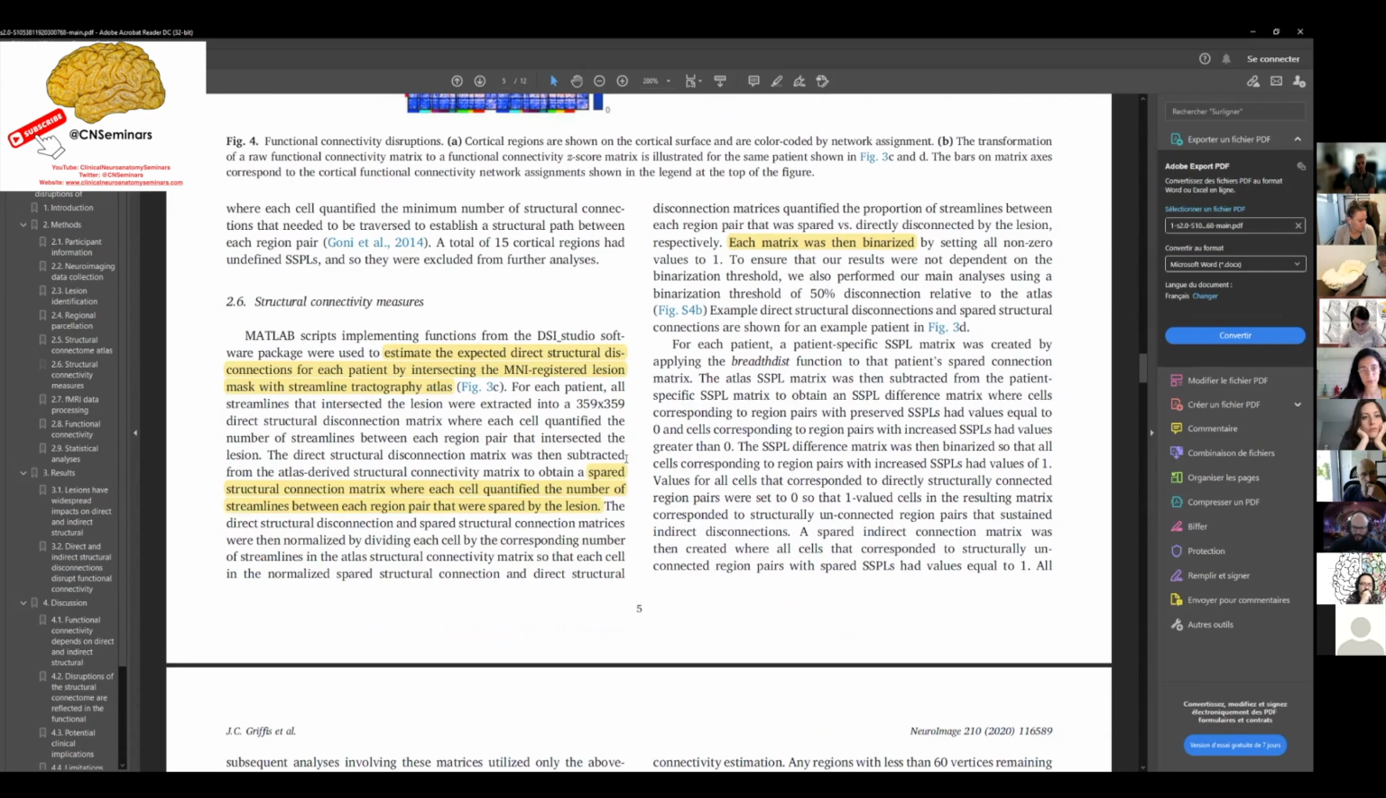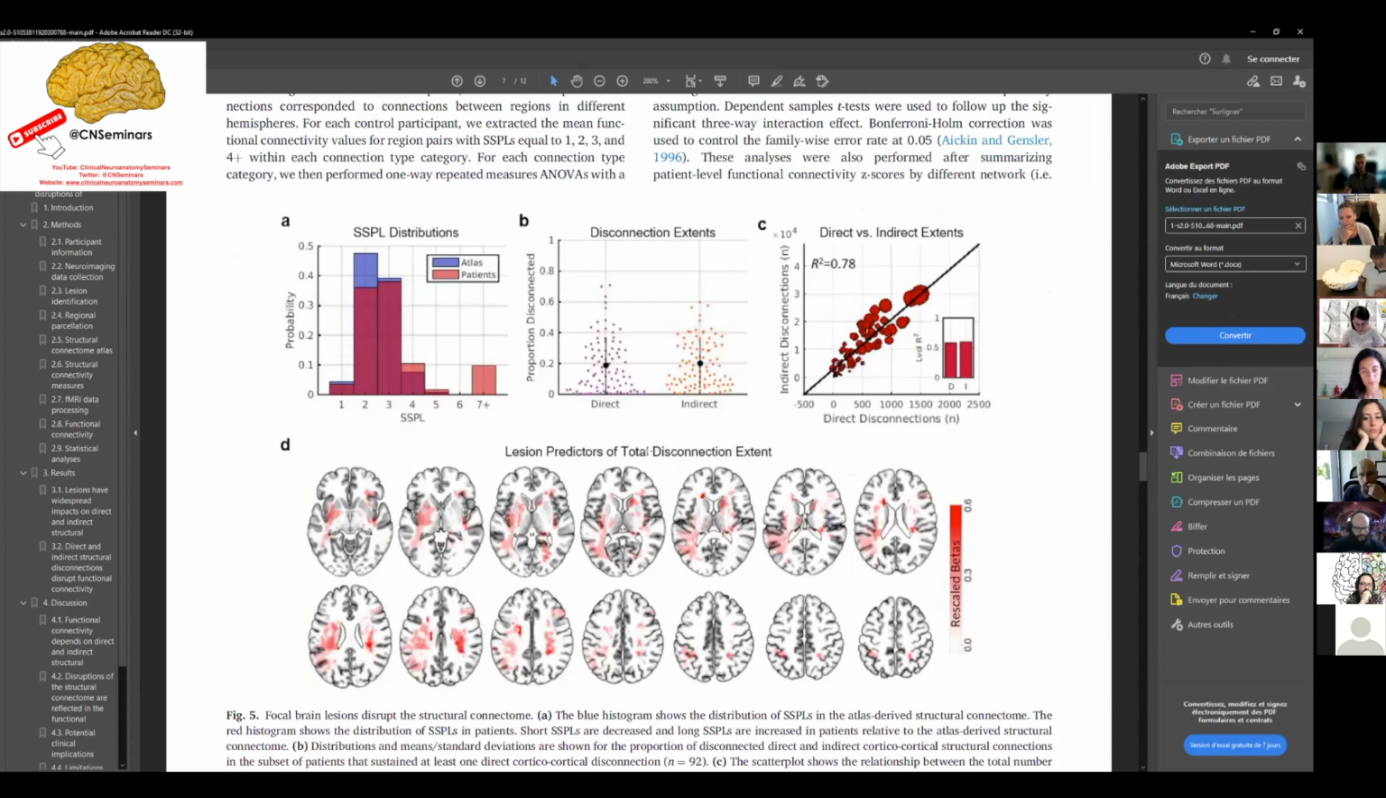What they obtain then is that they first looked strictly at the structural data that they had, the structural disconnections, to see exactly what they got without even looking first at the functional connectivity data. And they show that, quite expectedly, in patients we have an increase in SSPL, so an increase in the number of intermediate regions the structural link has to go through to link two regions. As you can see, there are a lot of regions where there was an SSPL of two that are not there anymore, and now we have a lot of links that have an SSPL of seven or more in the patients.